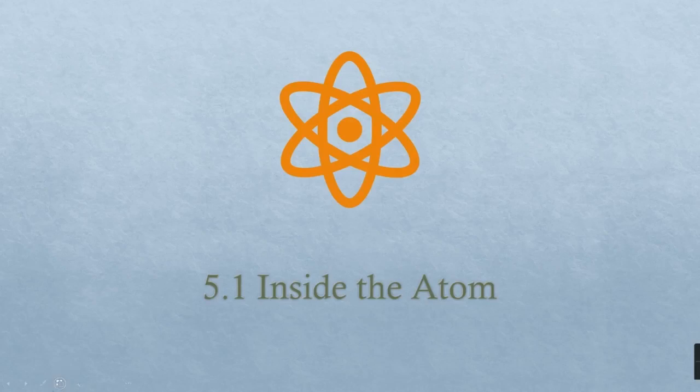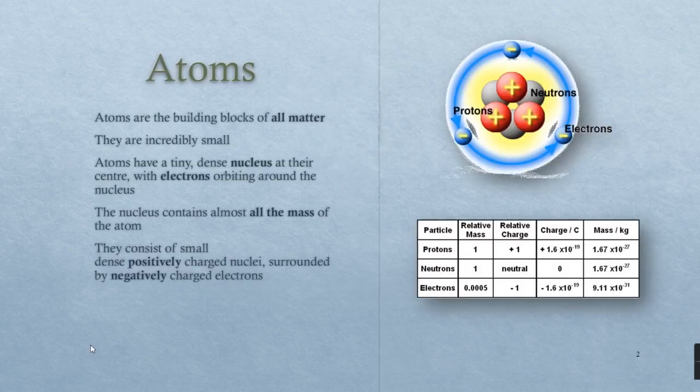Now let's talk about atomic physics. And the first lesson is about what is inside every atom. Okay, so we know atoms are the building blocks of all matter in the universe, and they are incredibly small. They have a very tiny dense nucleus which consists of the neutrons and protons, and there are some electrons that orbit around the nucleus.